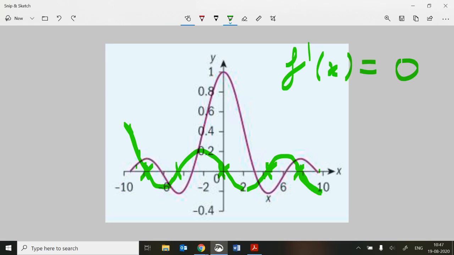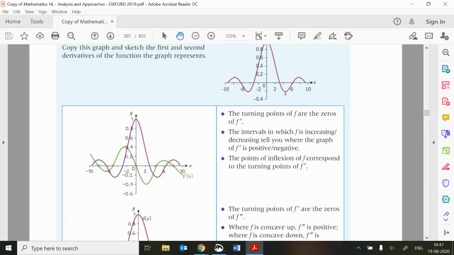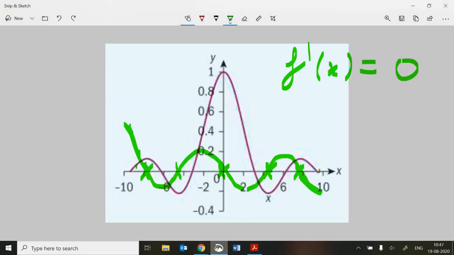Okay, so there we go. That's what the function should look like. Let's check that with the book. That's what they're drawing in. Now they're only sketching it in here, and in fact you can't really know the scale of this unless you actually work out some of the gradients.